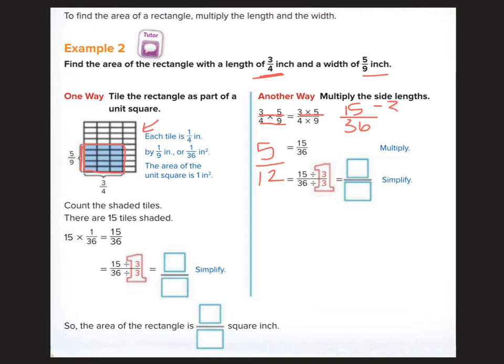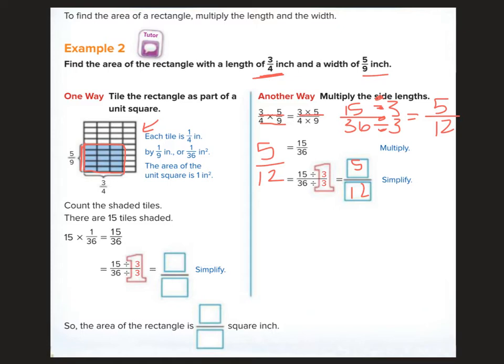So if I divide by 3, I am making a division sign, it's just my dots aren't showing up. Divide by 3, I would get 5. 36 divided by 3 is 12. 5/12. Okay, so I got the same if I simplified first as if I simplified last.